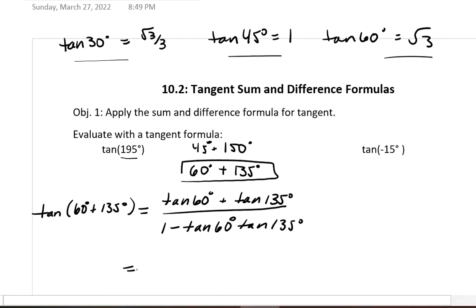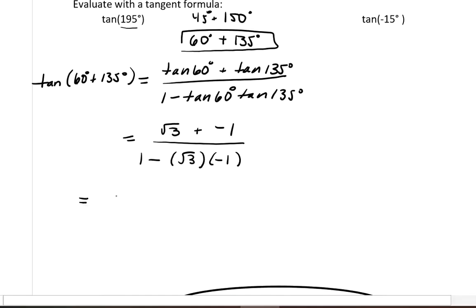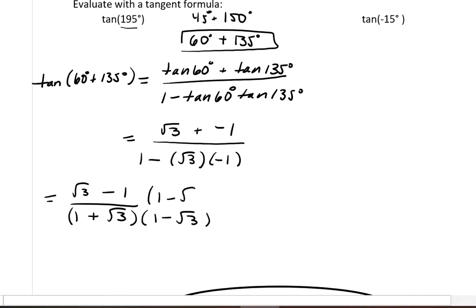Now I'm going to evaluate these. Tangent of 60 is root 3. Tangent of 135, well, that has a reference angle of 45 degrees, but it's in quadrant 2. So instead of a positive 1, it'll be a negative 1. And then on the bottom, I'm going to have 1 minus root 3 times negative 1. So I end up here with 1 plus root 3. In general, we like to rationalize our denominators, so we're going to multiply by the conjugate. That's the same radical pieces with a different sign in between them.